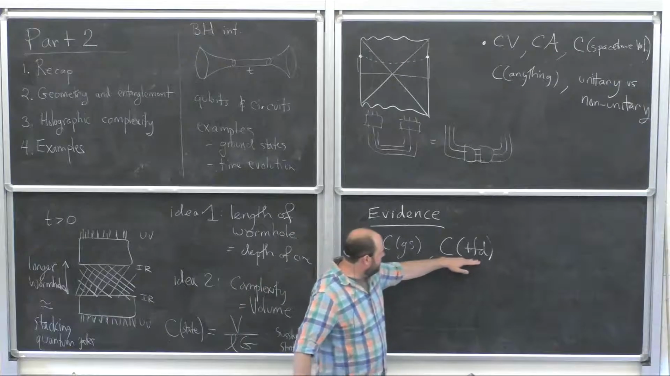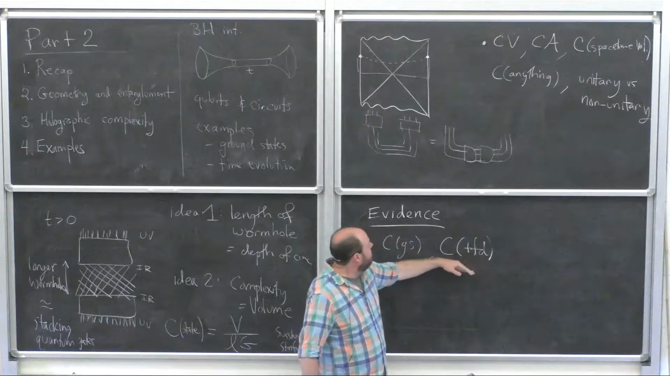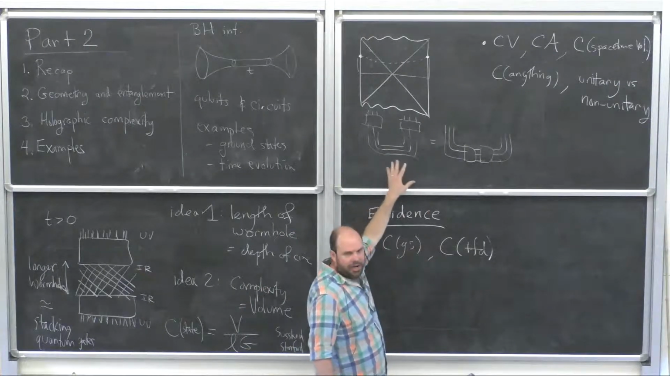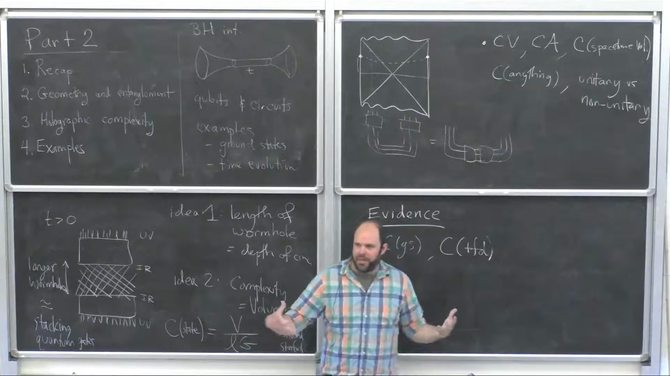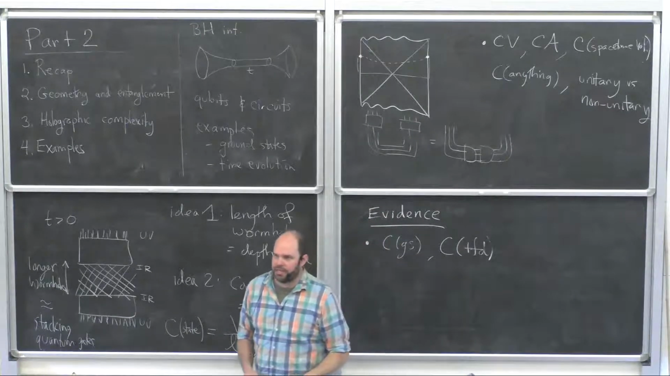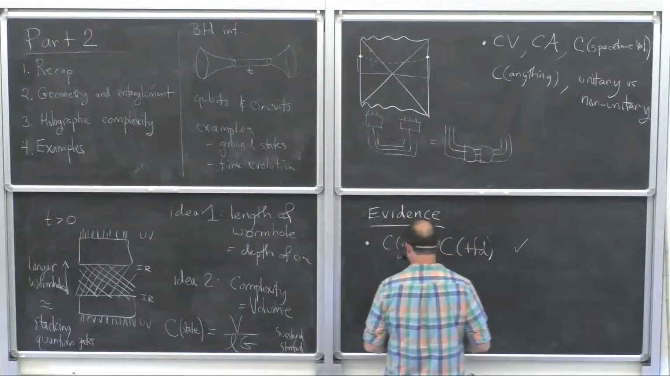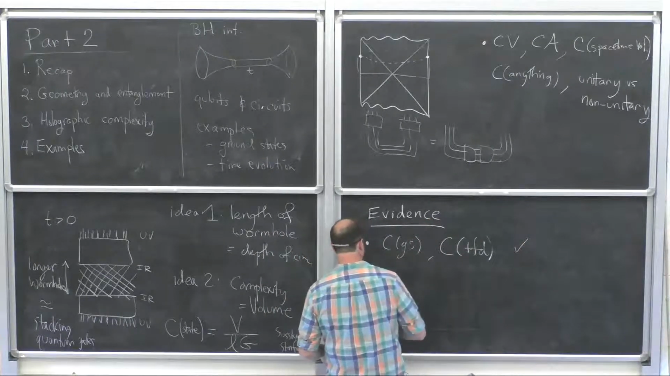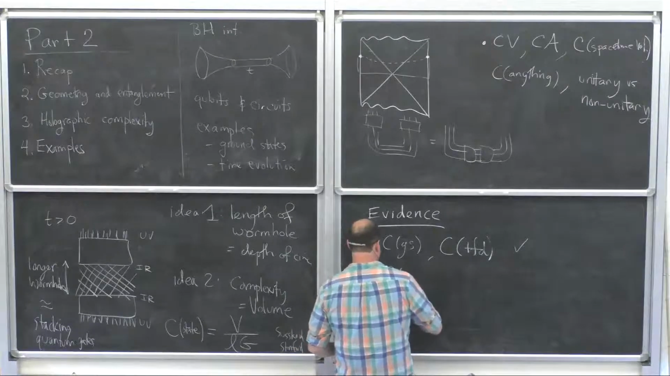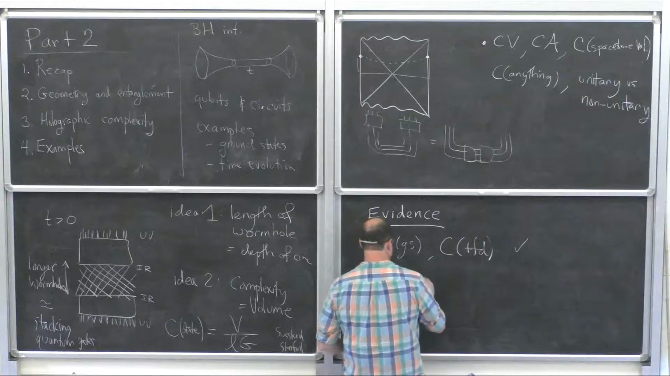And similarly for this, you get an answer which is basically something like preparing these Bell pairs plus the complexity of embedding them into the UV Hilbert space. And so it again roughly makes sense, right? This matches expectations. You get the complexity of the time-evolved state.